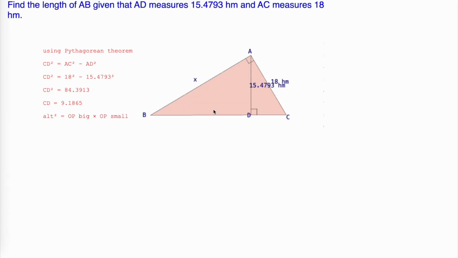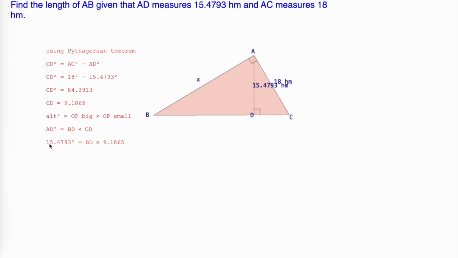We know the altitude squared is equal to the large orthogonal projection times the small orthogonal projection. The projection of the large leg onto the hypotenuse is the OP big. The orthogonal projection of the small leg onto the hypotenuse is OP small, which is DC. The altitude AD squared is equal to BD times CD. We just used Pythagoras' theorem to find CD.